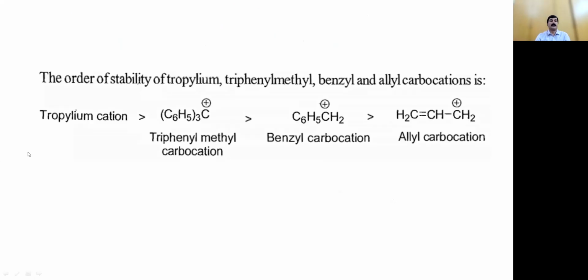So this is the general order. The tropylium cation is more stable when compared to the triphenyl methyl carbocation. So it further decreases in this order. Allyl carbocation is less stable compared to the benzyl.